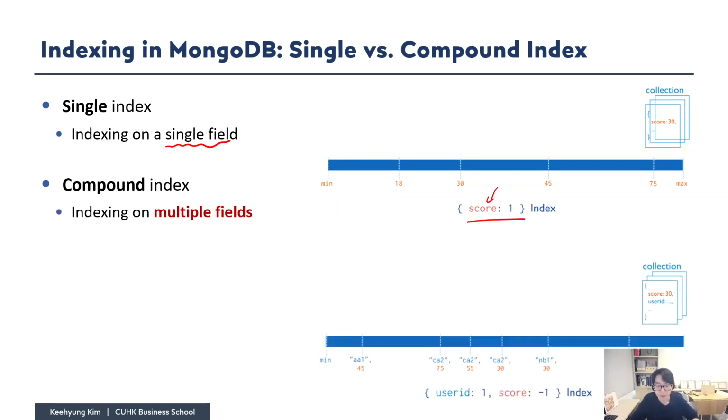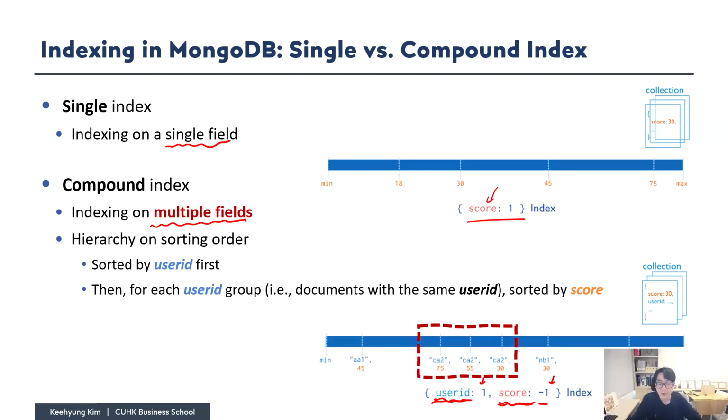Another type of index, which is quite common, will be the compound index. It's indexing on multiple fields. So instead of specifying only one field, you can specify multiple fields. So something like this. You specify user ID and score. So user ID 1, ascending order, score -1, descending order, like this. That's also possible. So if you make a compound index, you have to think about hierarchy in sorting order. So this is very important.